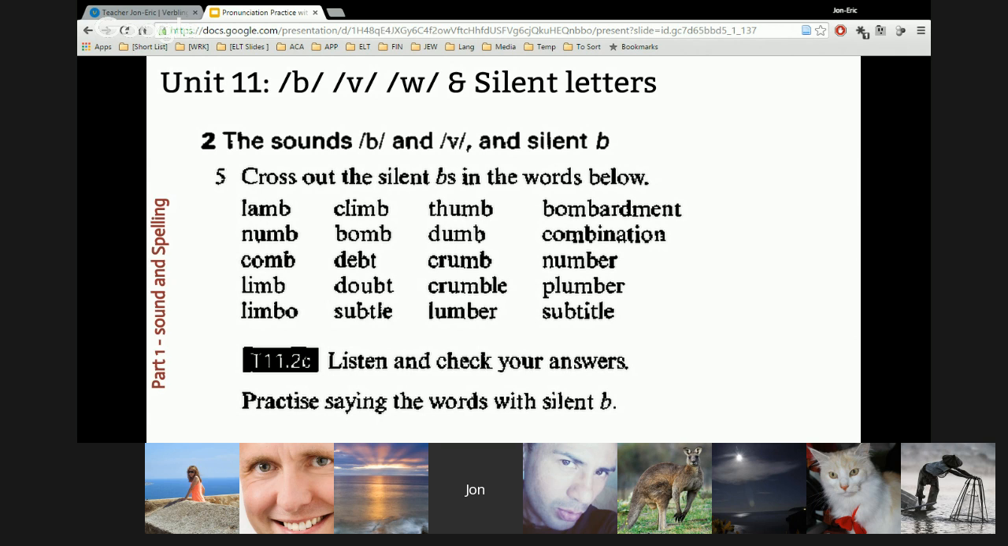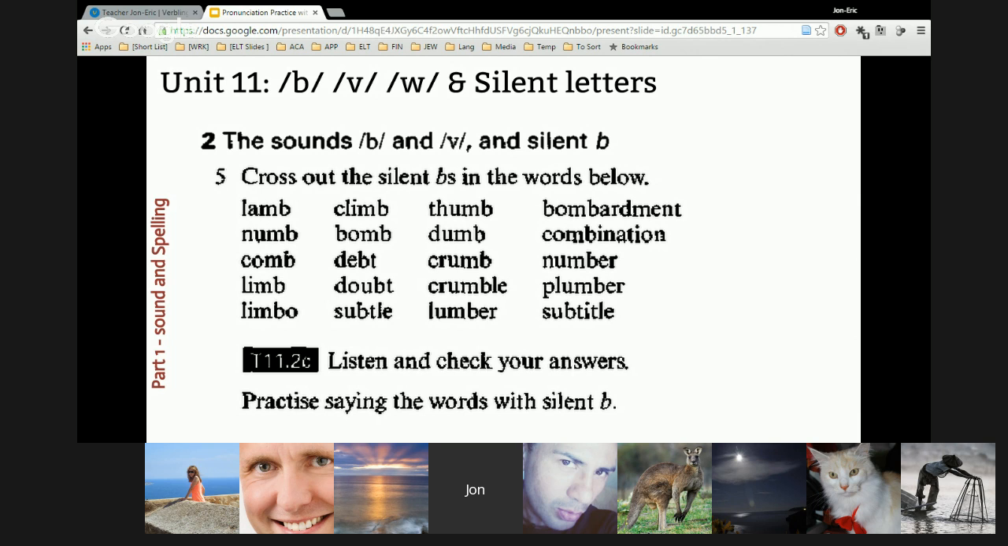Numb. The B is silent. Numb. Good. Bomb. Good. Dump. Good. Combination. Very good. So combination, is the B silent? Yes or no? No, it's not.